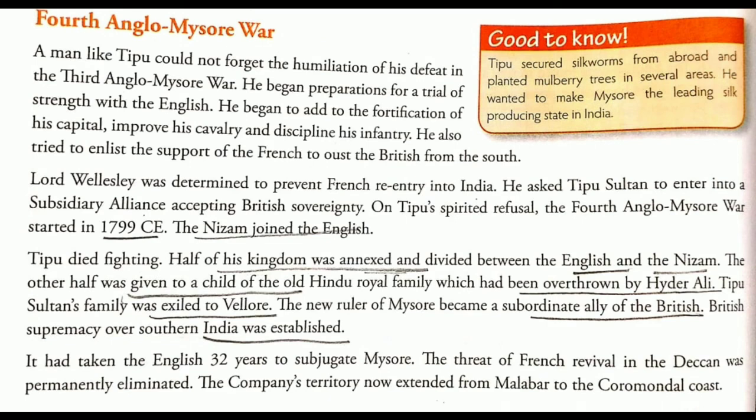The British supremacy over southern India was established. This is how the British got control over Mysore, and they tried to establish complete supremacy in South India. It had taken the English 32 years to subjugate Mysore. The threat of French revival in the Deccan was permanently eliminated. The company's territory now extended from Malabar to the Coromandel coast. So this is what the result was. We can see that it took 32 years of fighting to acquire the land in Mysore. Second, the benefit that the British got was that the French were completely out of the market. There was no risk of the French against the British, and the company territory now extended from Malabar to Coromandel.